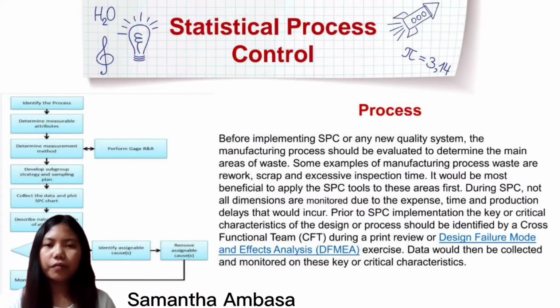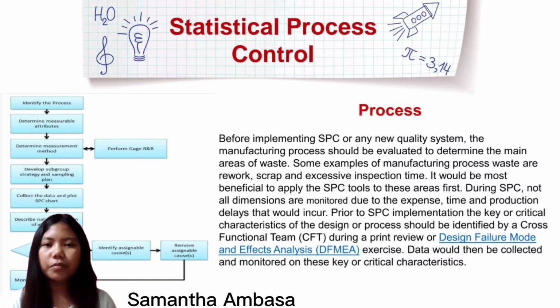Process. How to perform statistical process control. 1. Identify the processes and the key process output that is very critical to the customer. For example, plate thickness. If the company manufactures plates, then consider the plate manufacturing process.